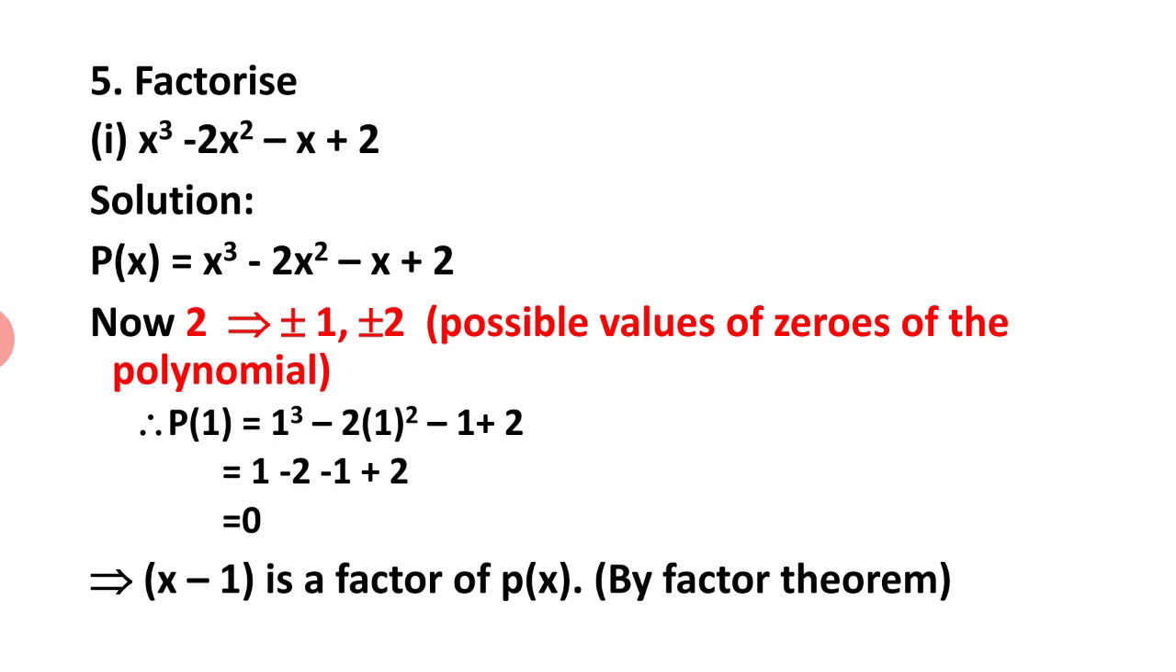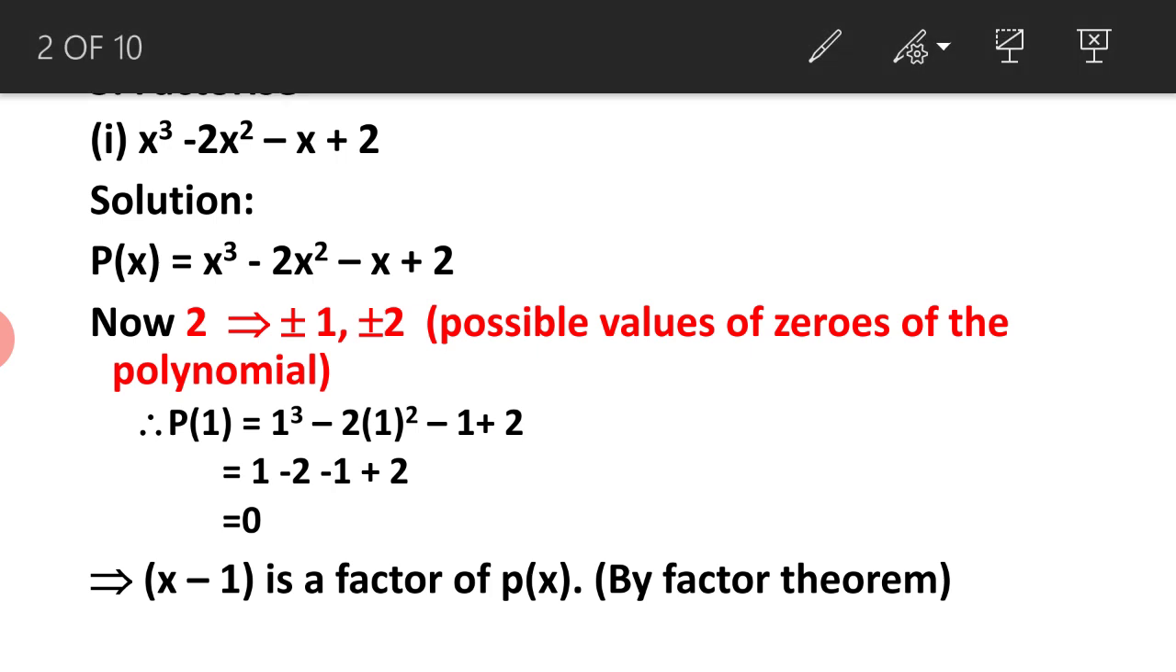If you do not get 0 at p of 1, then you will go for another value, that is p of minus 1. If you do not get that also, then you will go for plus 2 and minus 2. So you are going to verify whether any of these 4 values is a zero of the polynomial. As soon as it is a zero of the polynomial, you can obtain the first linear factor by using the factor theorem. So if 1 is a zero of the polynomial, x minus 1 is a factor. So now we are able to decide one factor of the cubic polynomial, and that is x minus 1.